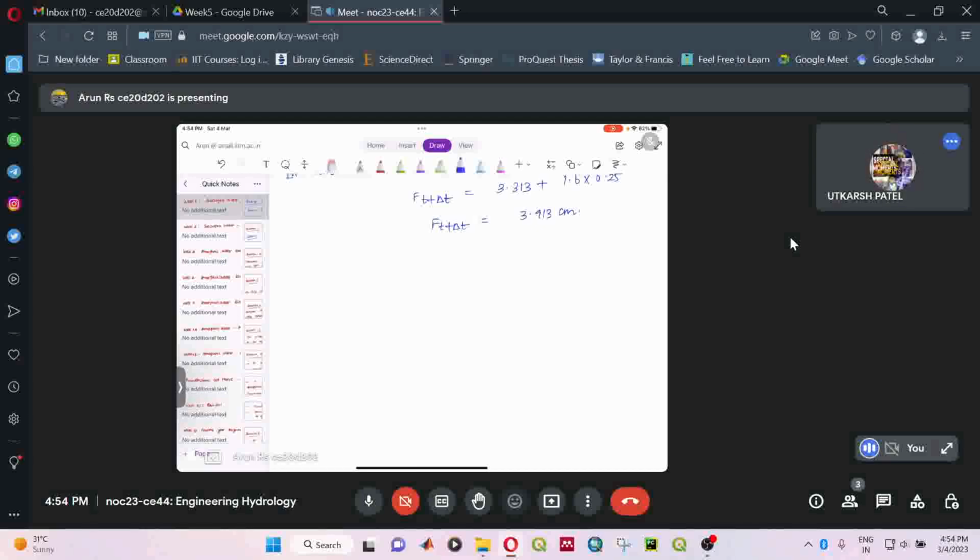So now we can calculate what is your small f in this particular time step. 1.09 into 2.1414 divided by 3.913 plus 1. So this will be equal to 1.68 centimeter per hour. Okay. Now the last time step.